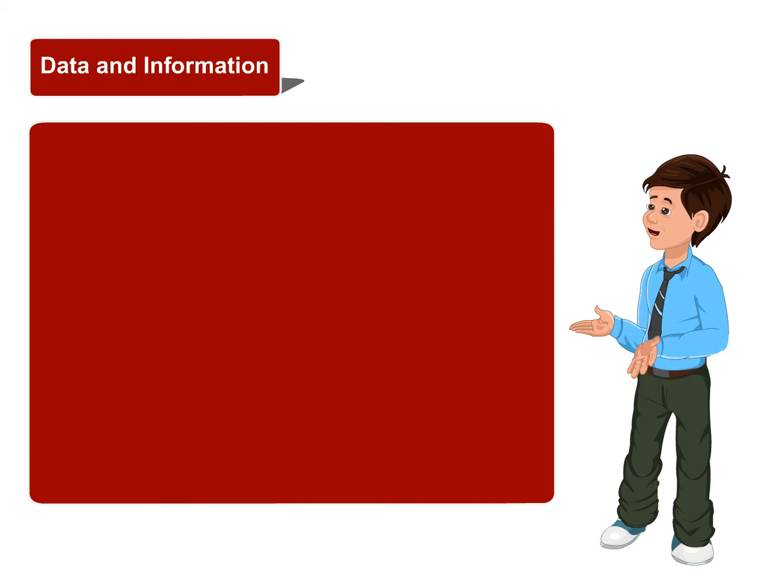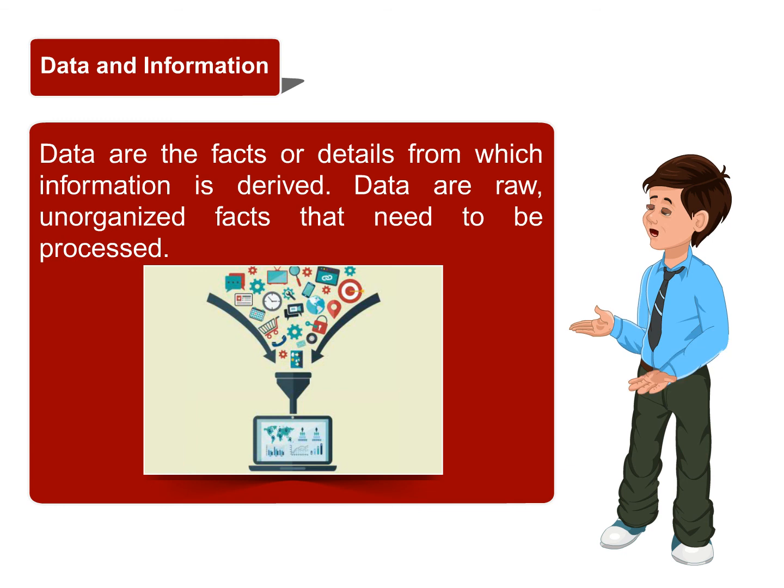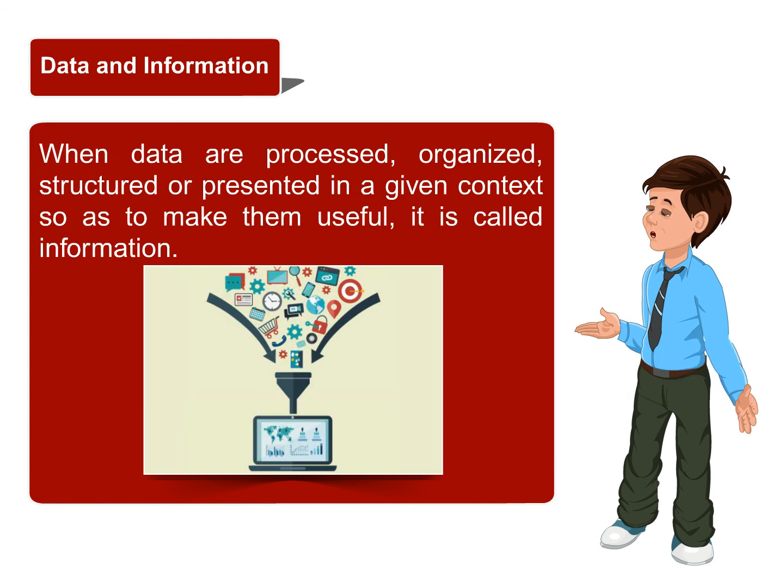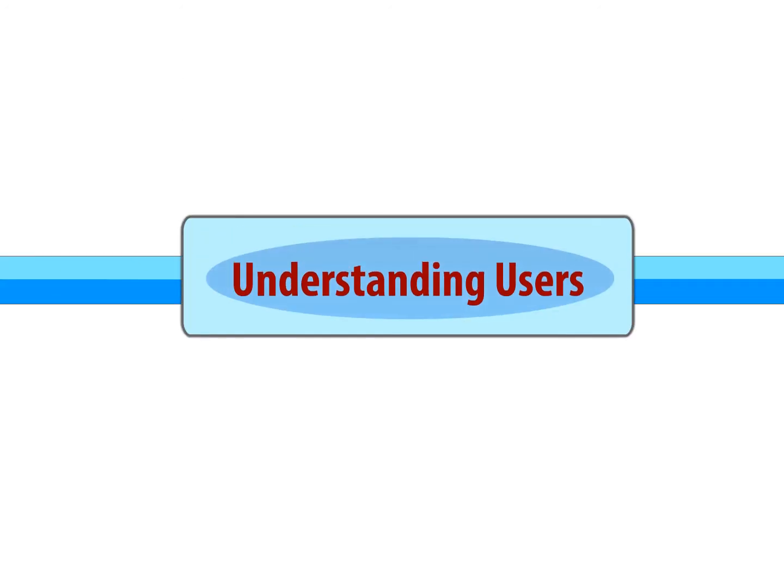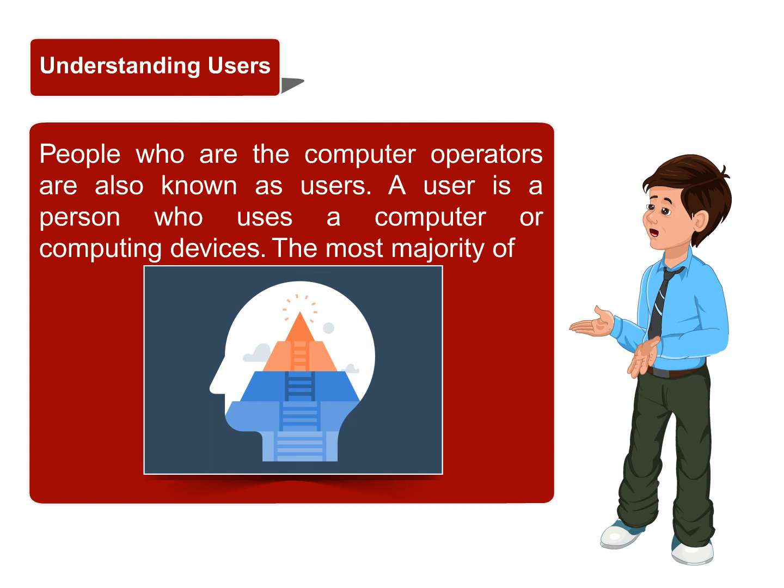Data and information. Data are the facts or details from which information is derived. Data are raw, unorganized facts that need to be processed. When data are processed, organized, structured, or presented in a given context so as to make them useful, it is called information.